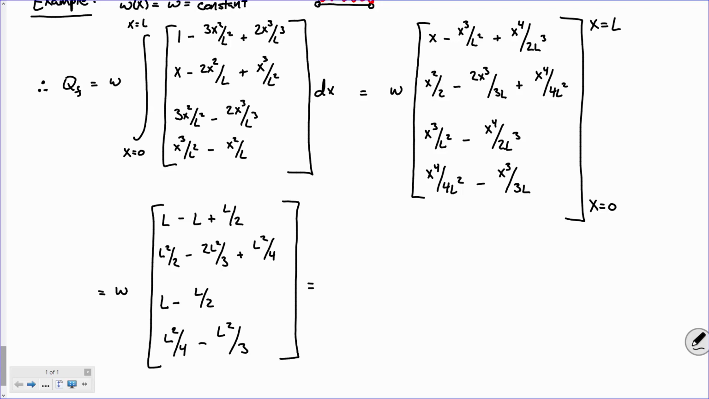Everybody with me? So we still have the W on the outside. Let's evaluate this. If I have L minus L, that cancels, right? L minus L cancels. I just have L over 2, right?